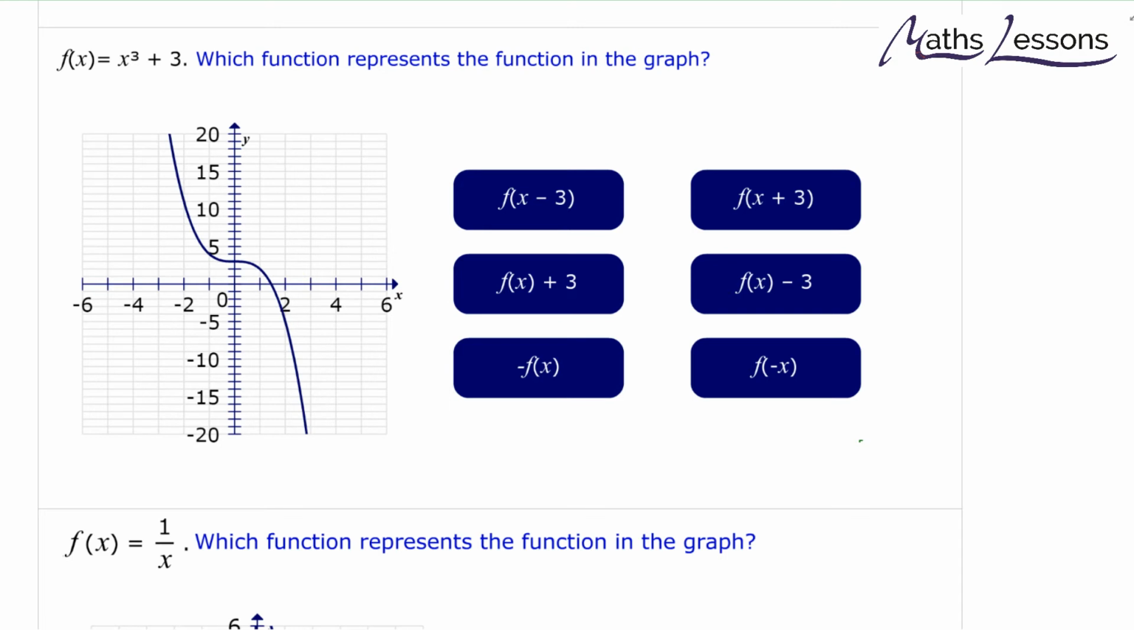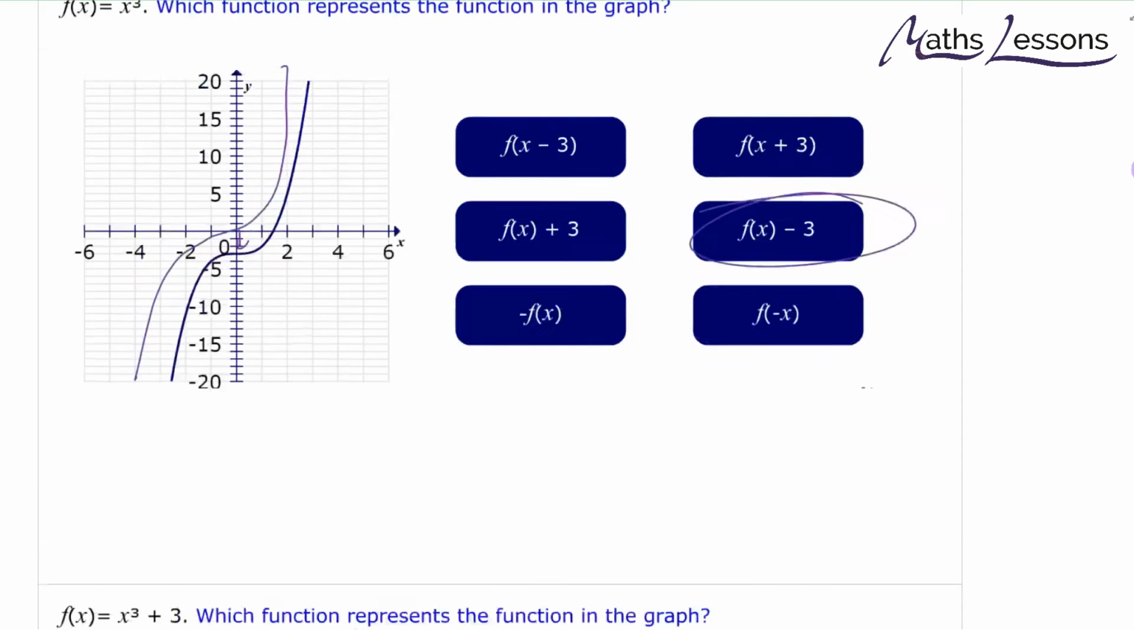Okay, so what we've got here, if you've got the x cubed plus 3 graph, now the x cubed graph we know goes through like here, and if we shift it up 3, that will give me the x cubed plus 3 graph. Now this graph is not the same, it's been reflected in the y-axis. So when we reflect in the y-axis, that means the movement's left and right. So it's going to be f of minus x.